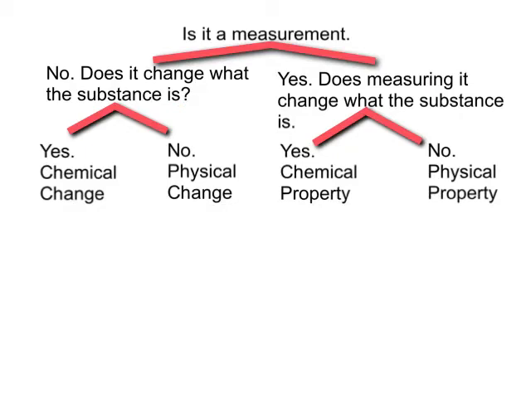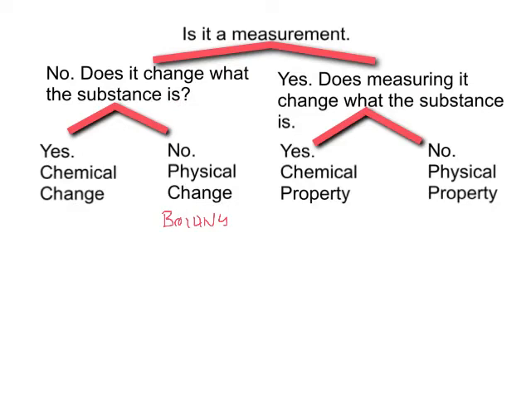So let's run through some examples here. A very common example that I might use is boiling. Now, I would say boiling is not something that I measure, so I'm going to come over here. It's just a change that happens to a substance. Now I consider when I boil water, for instance, does that change what the substance is? When I boil water and it turns into steam, it certainly looks different, but the molecules in that steam are still H2O, so I've not really changed what the substance is, only the way that it looks. So that is going to put boiling, it's really sloppy, but that's boiling, under the physical change.